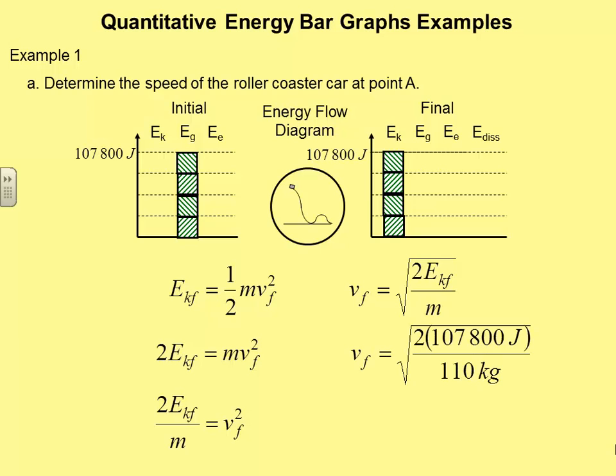Plug the numbers in. We have an EK final of 107,800 joules by using the law of conservation of energy, and a mass of 110 kilograms. Plug that in, and you get 44 meters per second. It's a good 92 miles an hour, which is a realistic speed for a 100-meter tall roller coaster. That's a little bit taller than the Millennium Force at Cedar Point, which goes about, I think, 90 miles an hour down the first hill. So this is actually a reasonable kind of thing you would get on a 100-meter tall roller coaster.